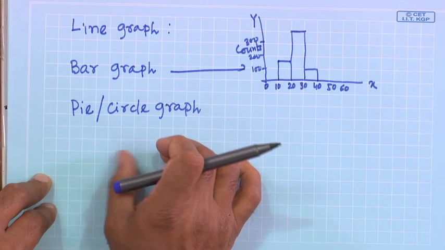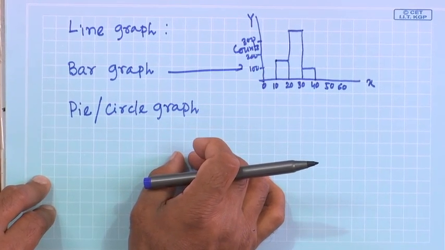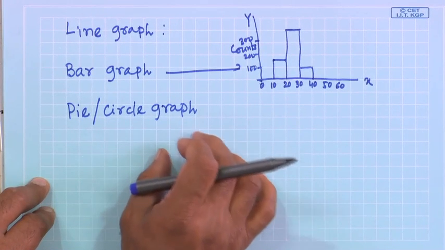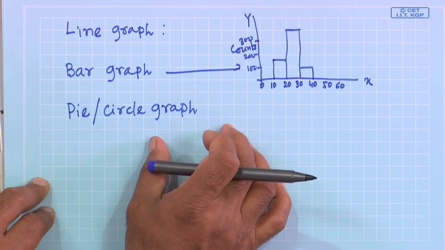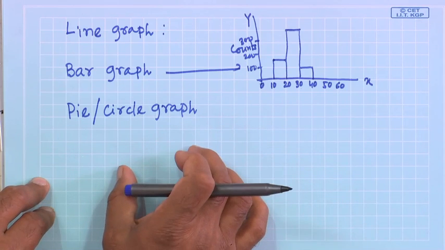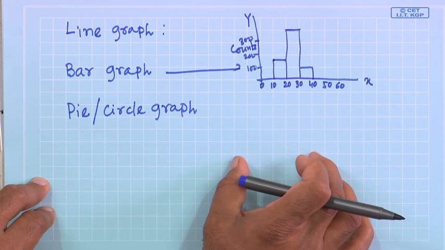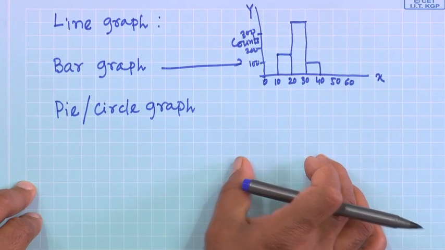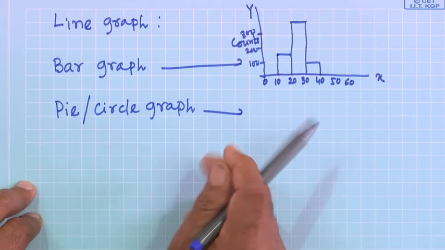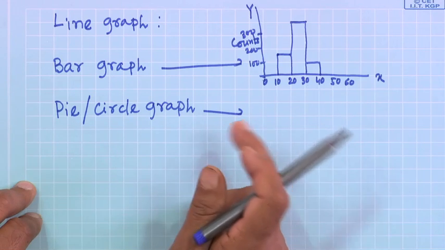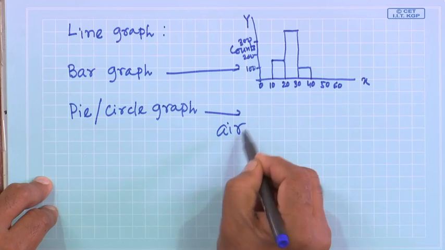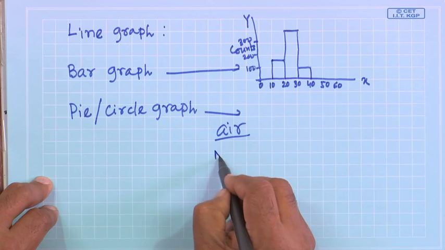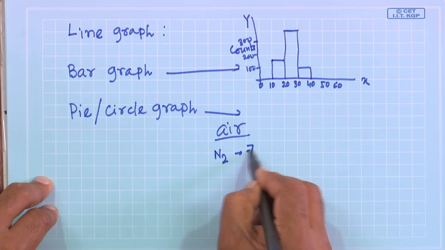And the pie chart or pie graph is used for representing a portion of a quantity. As an example, in the atmosphere, in air, what elements are there and how much of each. The composition of air is basically nitrogen gas, around 78%.